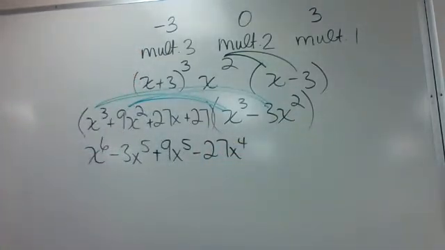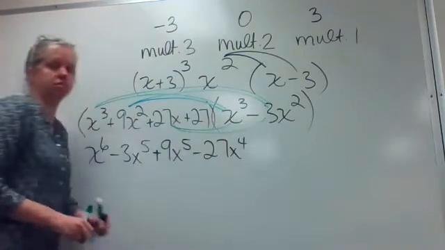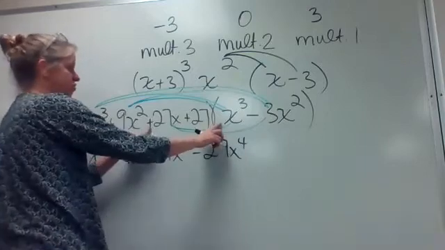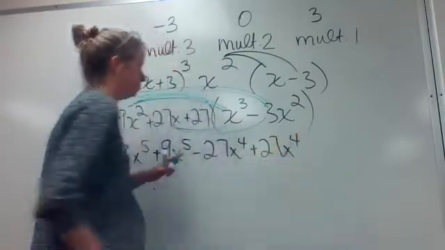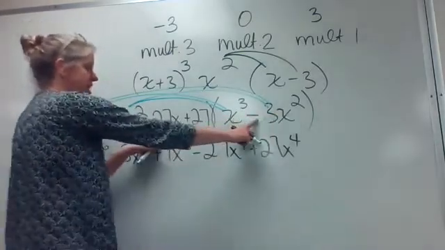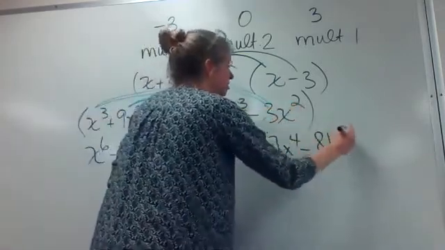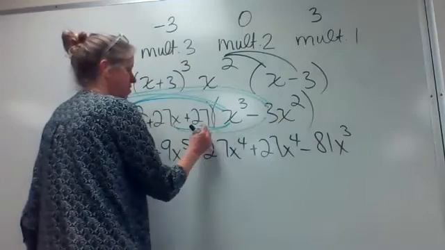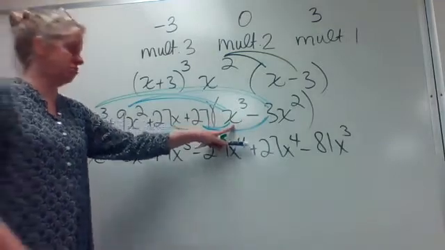So I'm done with the 9x squared. Move to the 27x and distribute it. 27x times x cubed gives me positive 27x to the 4th. 27x times negative 3x squared gives me negative 81x to the 3rd. So I'm done with 27x. I only got one more thing to distribute. This 27 to both of those. 27x cubed.